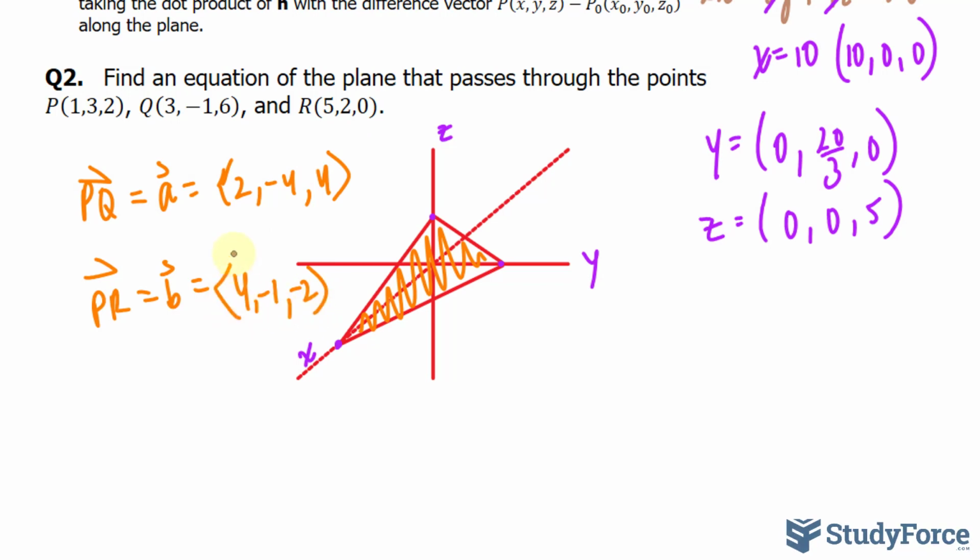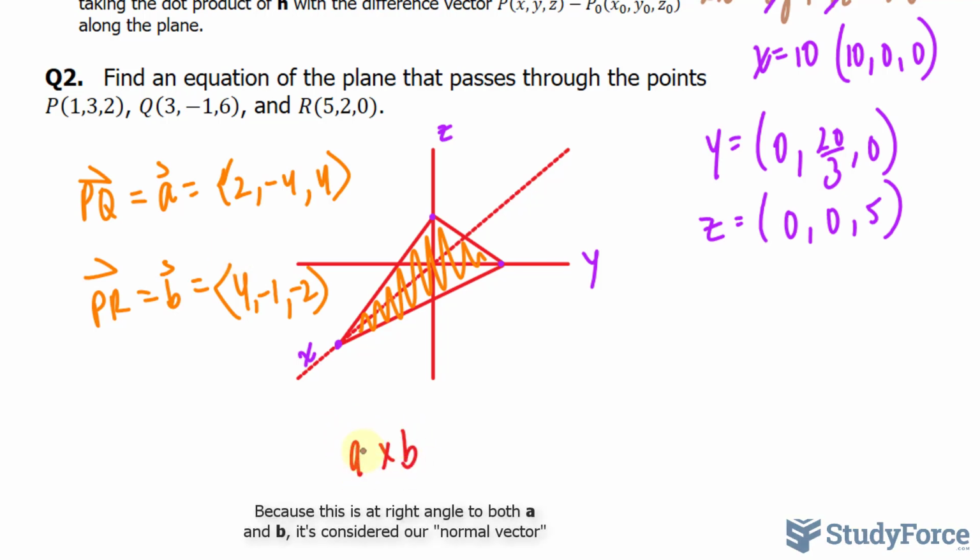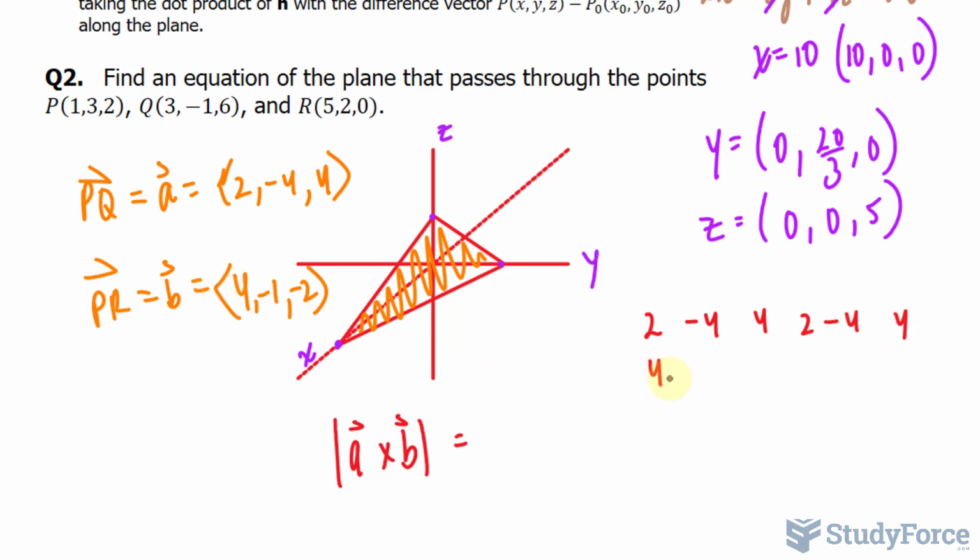So I have 2 vectors here, and what I'll do next is find the cross product of these 2 vectors, because by finding the cross product of any 2 vectors, you're actually finding a third vector that is at right angle to both of them. So I'll take the cross product of A times B. And this can easily be done by rewriting this twice. So 2, -4, and 4, 2, -4, and 4. And this one, 4, -1, -2, 4, -1, -2.